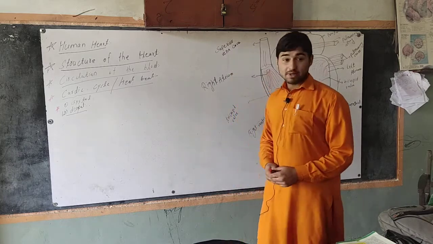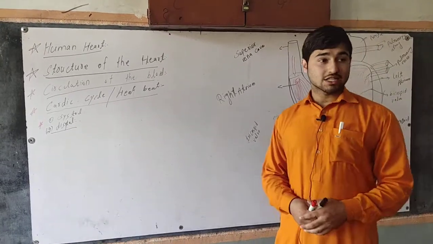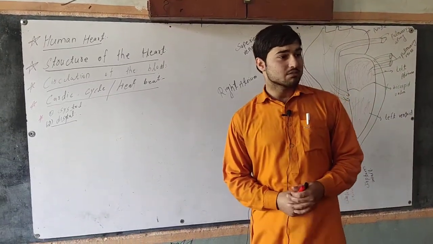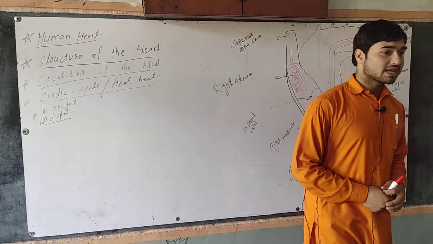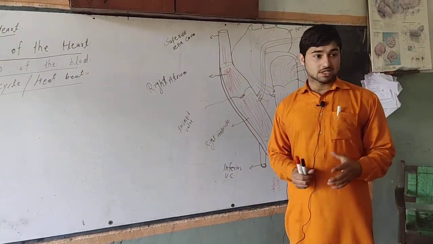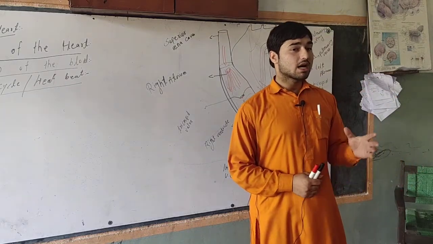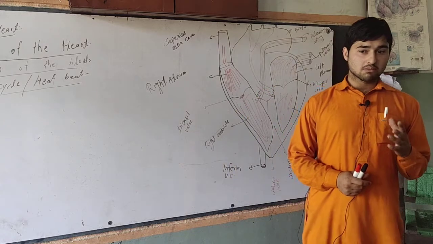So my presentation topic is the human heart. So what is the human heart? The human heart is made of cardiac muscle. The human heart is a muscular pumping organ. It is present in the chest cavity behind the breastbone, between the two lungs. It is tilted to the left side because the left side is the largest chamber.